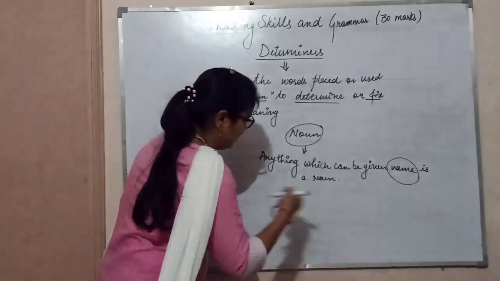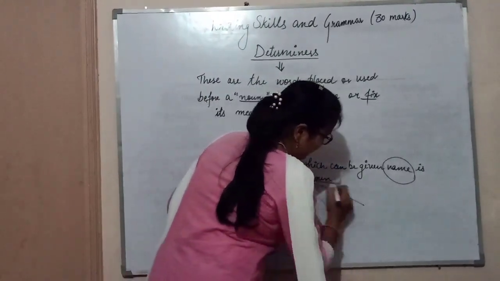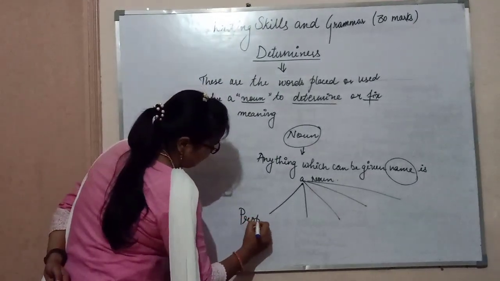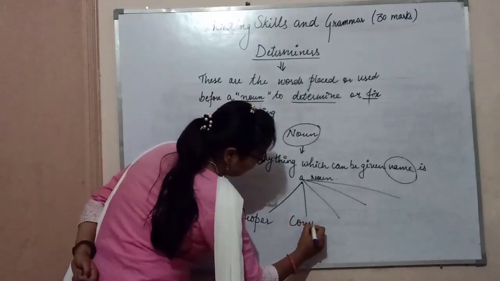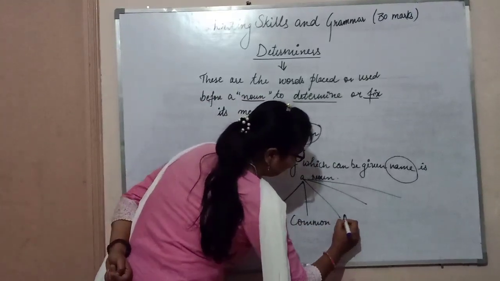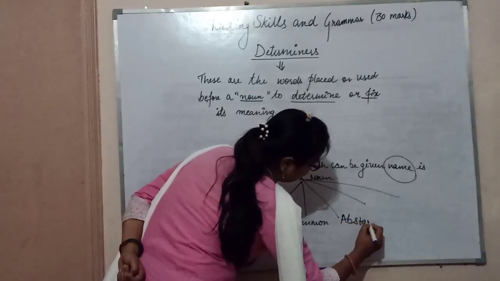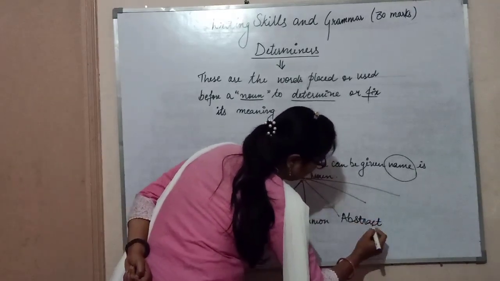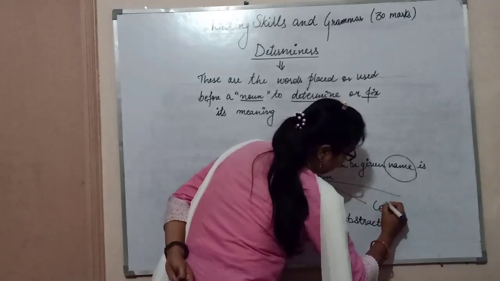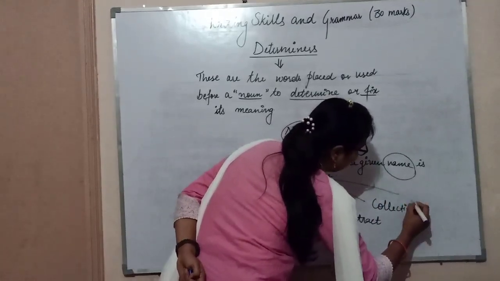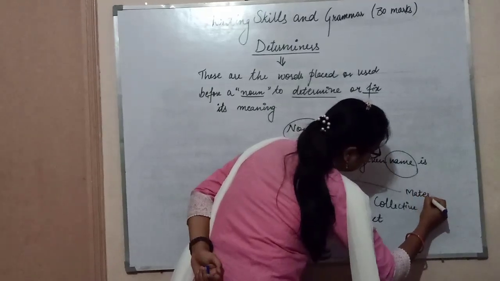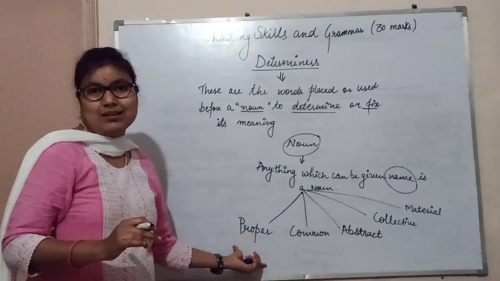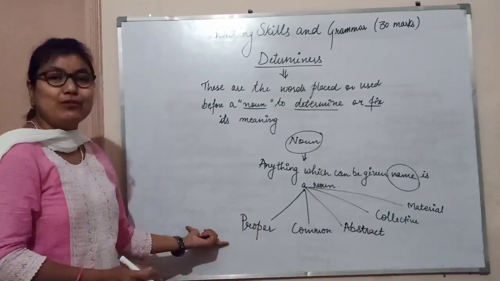This is of five kinds: one, two, three, four and five kinds. One is your proper noun, another one is your common noun, third one is your abstract noun, and collective noun, and your last one is material noun. We are not going to discuss these in detail. I will be giving you a brief introduction of all these nouns.